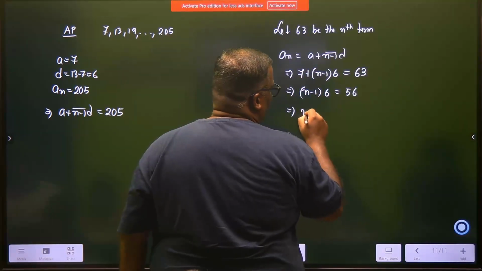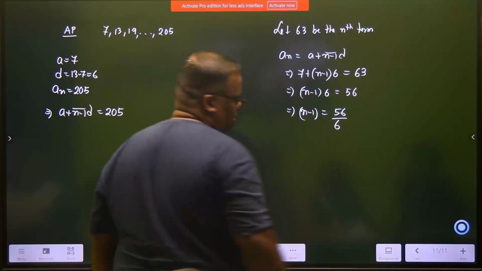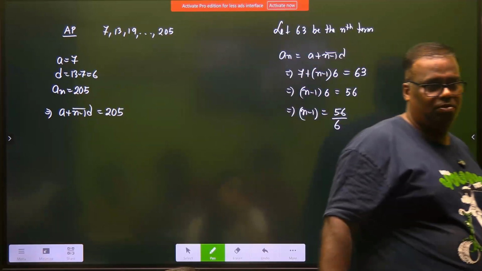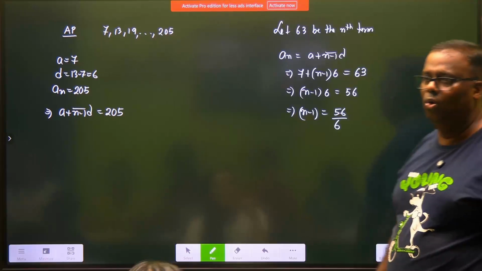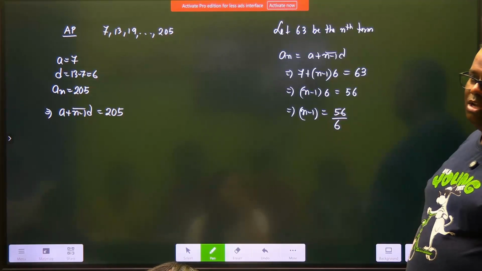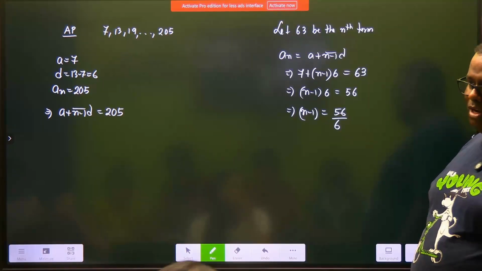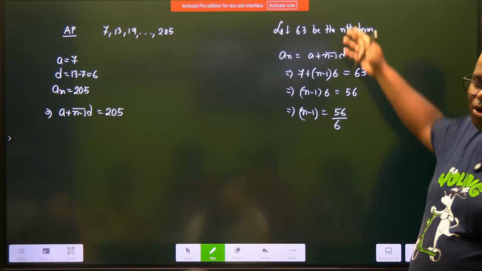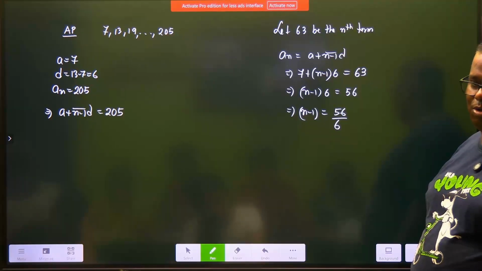So n minus 1 is equal to how much? 56 divided by 6. You can stop here itself. Will 56 divided by 6 give you a whole number? No. A टूटा हुआ number आएगा. And then with that you will add. But a term cannot be a fraction or a decimal. Therefore, our assumption was wrong. 63 does not belong to this AP. Have you understood how to do these problems?